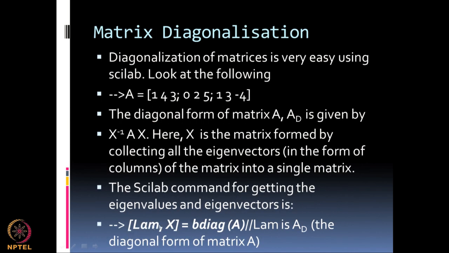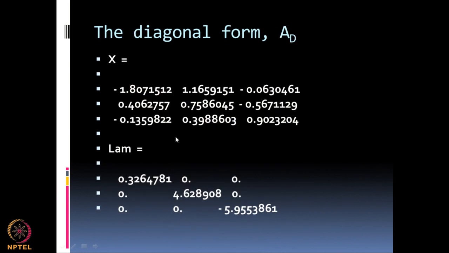Now, here instead of lam comma X, I can call it by any other name. These are just variables. Lam and X are variables. Instead of lam, I could just call it WW. In place of X, I could call it Y. Okay. A is the name of the matrix. Instead of A, I could have any other name, but bdiag is the command. The results of bdiag are lam comma X. These could have some other variable names, that is completely all right. So, this is how I shall execute the diagonalization in Scilab, again extremely easy.